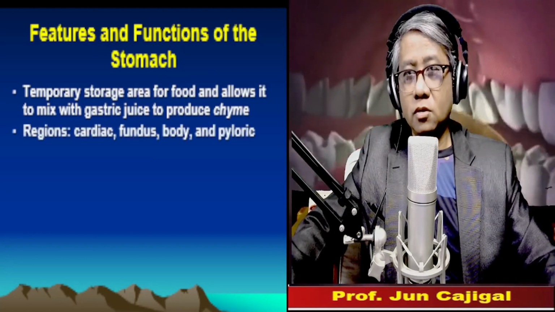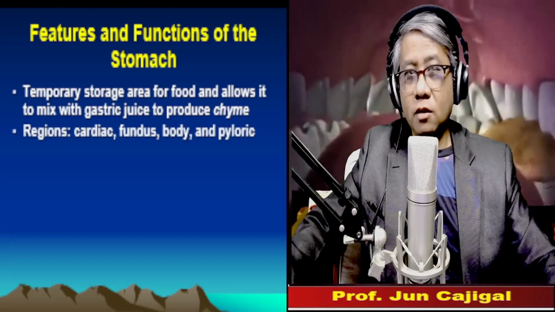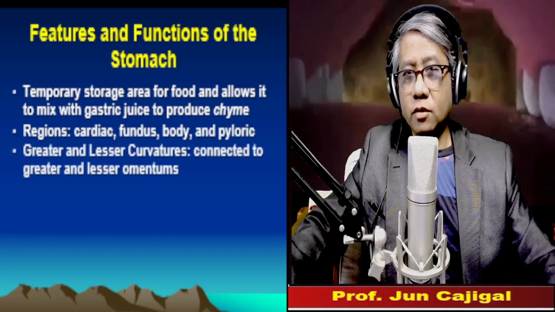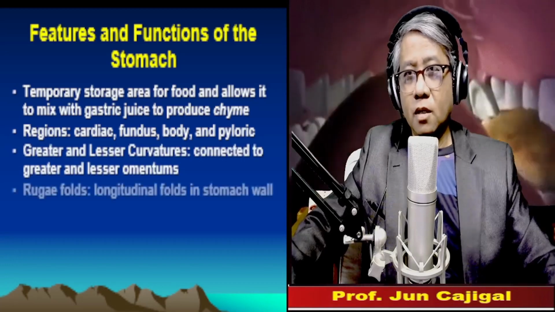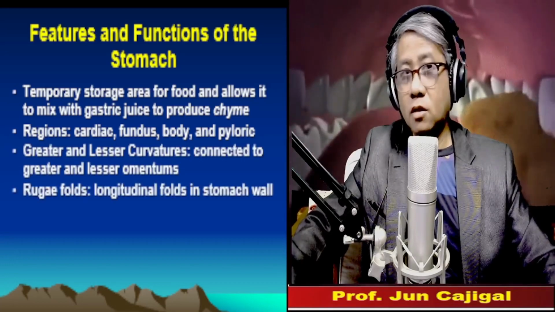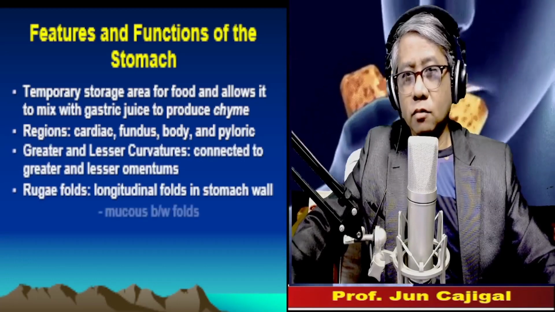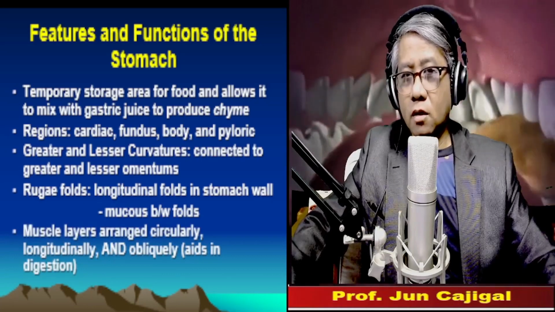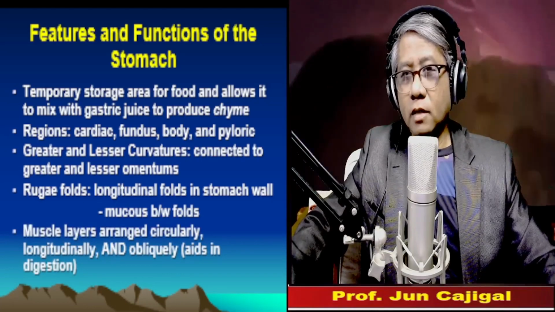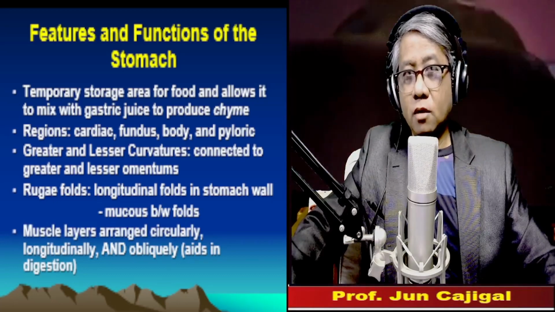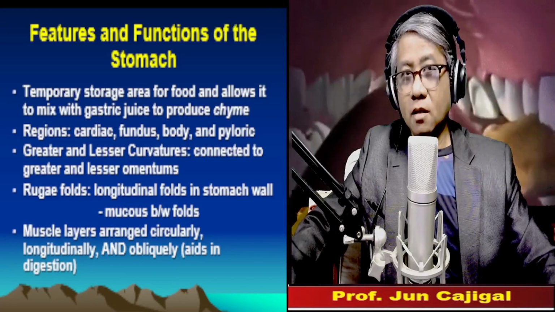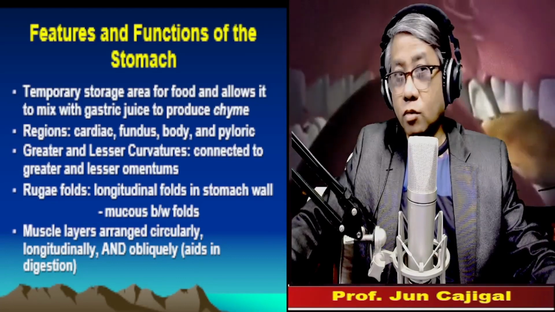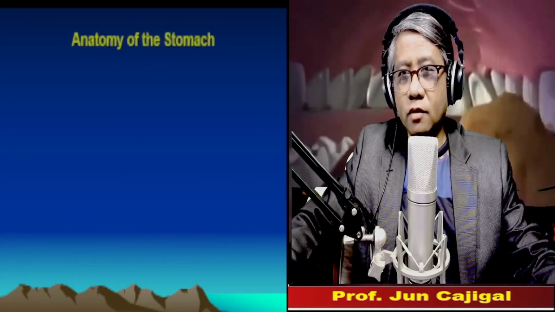Now the stomach has the following regions. So we have the cardiac region, fundus, body, and the pyloric region, as we will point out later. Also, the stomach has the greater and lesser curvatures. And also inside the stomach, there are longitudinal folds or rugae folds. And also the stomach has muscular layers arranged circularly, longitudinally, and obliquely. And the muscles in the stomach will also facilitate the mechanical digestion of food. So let's take a look at this diagram that would help us locate those regions of the stomach.